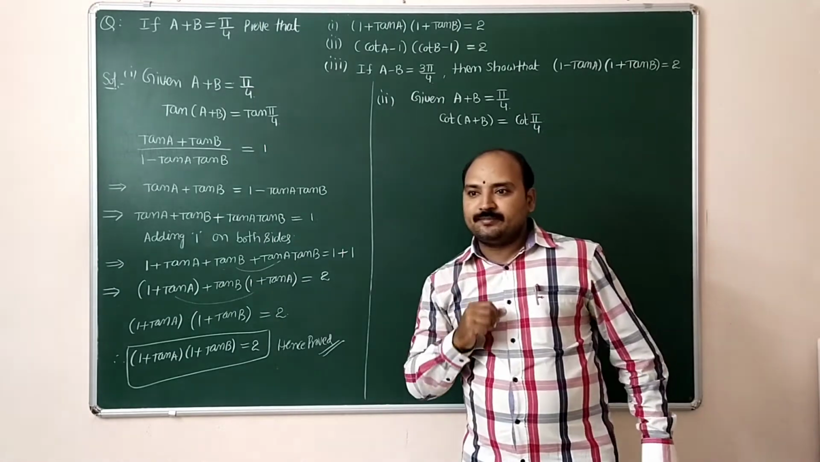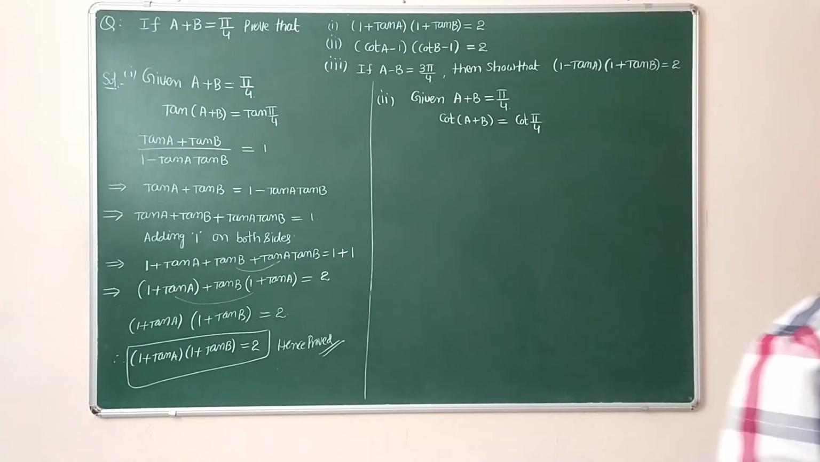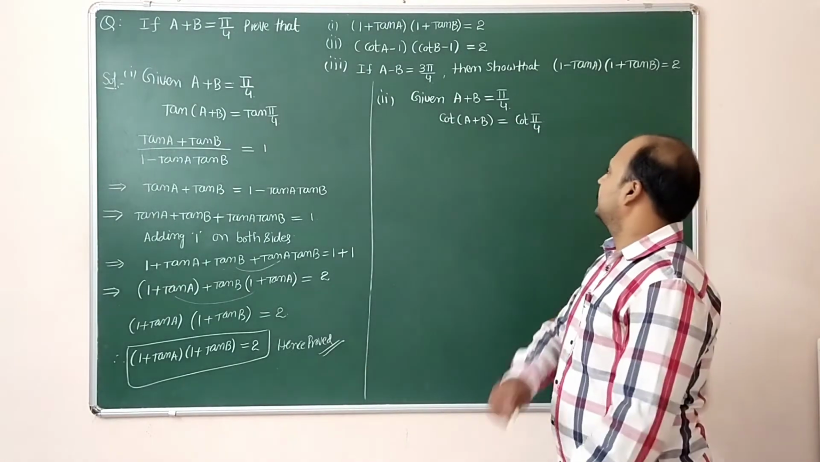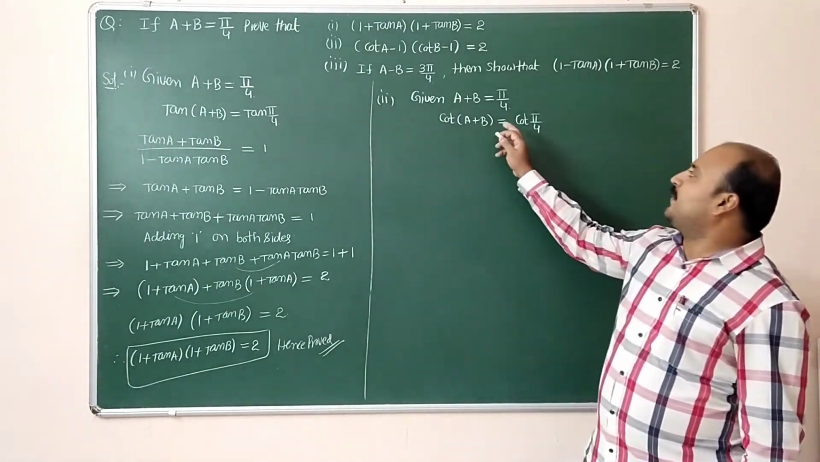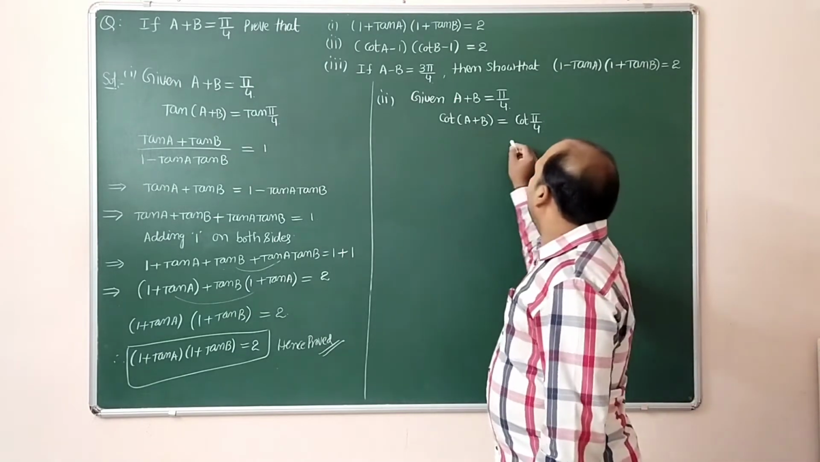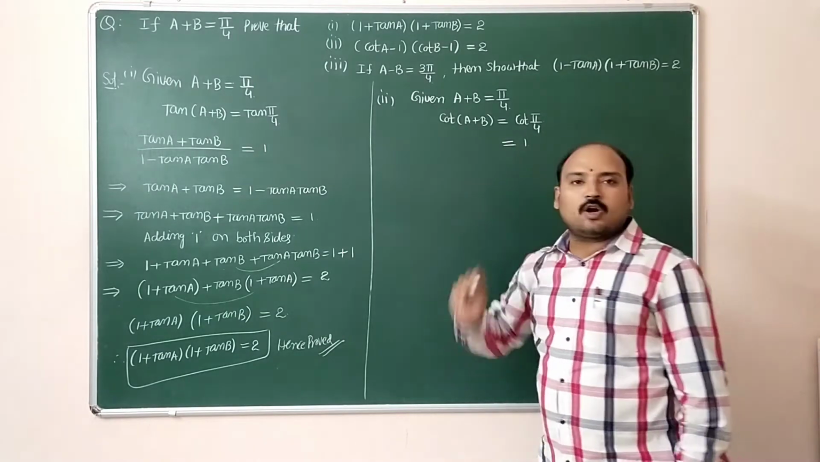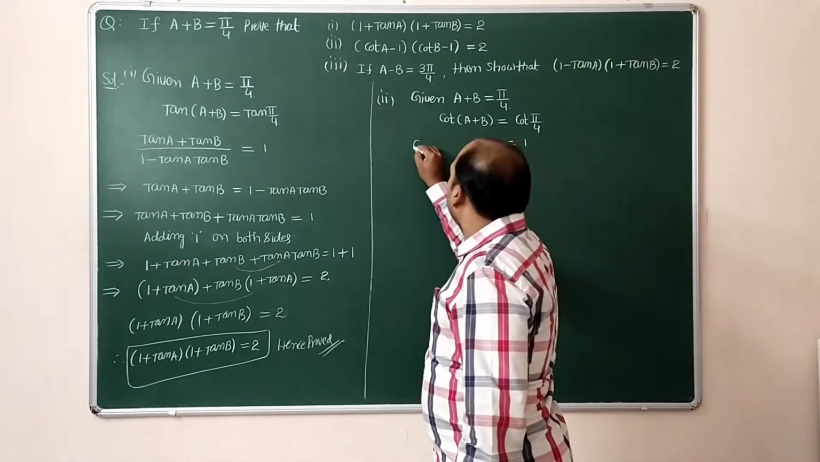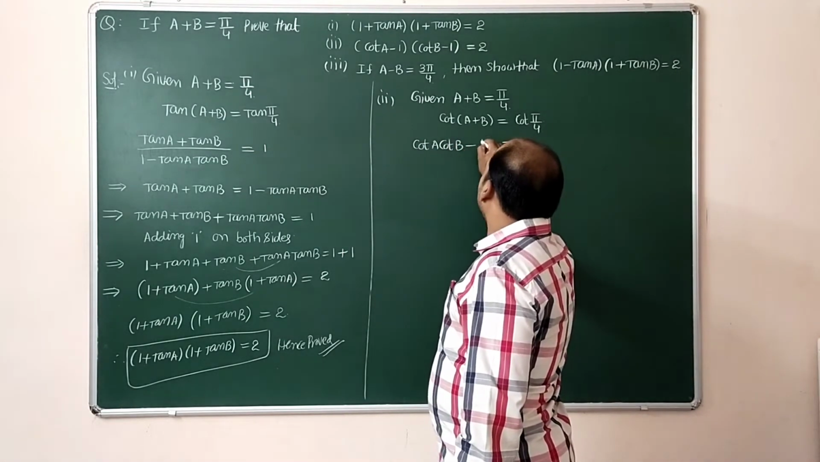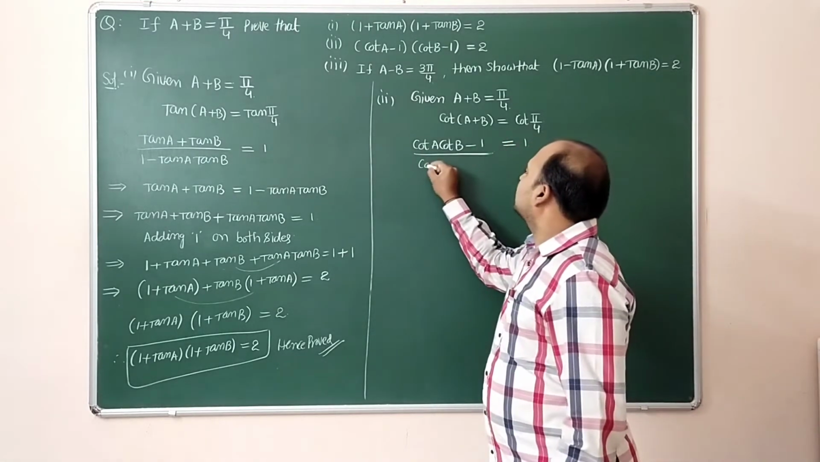Cot of (a plus b) equals cot pi by 4. What is the value of cot pi by 4? 1. What is the value of cot of (a plus b)? Cot a cot b minus 1 divided by cot a plus cot b.